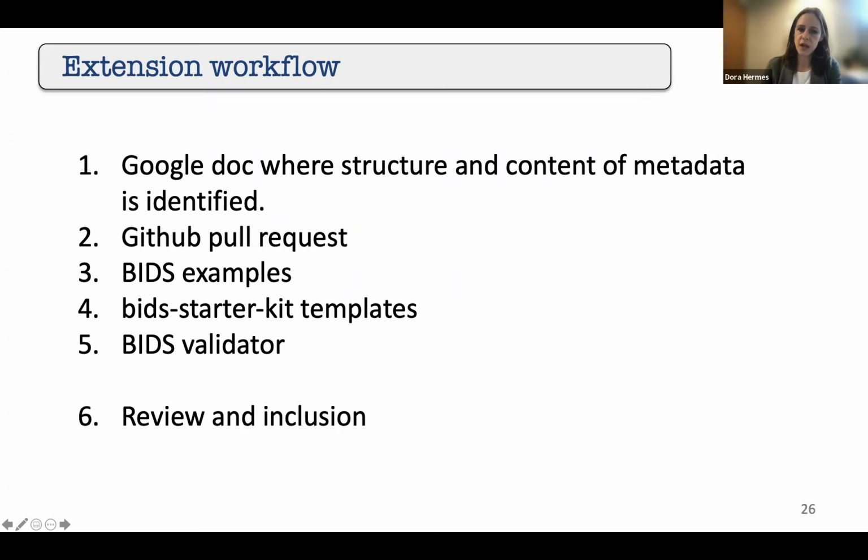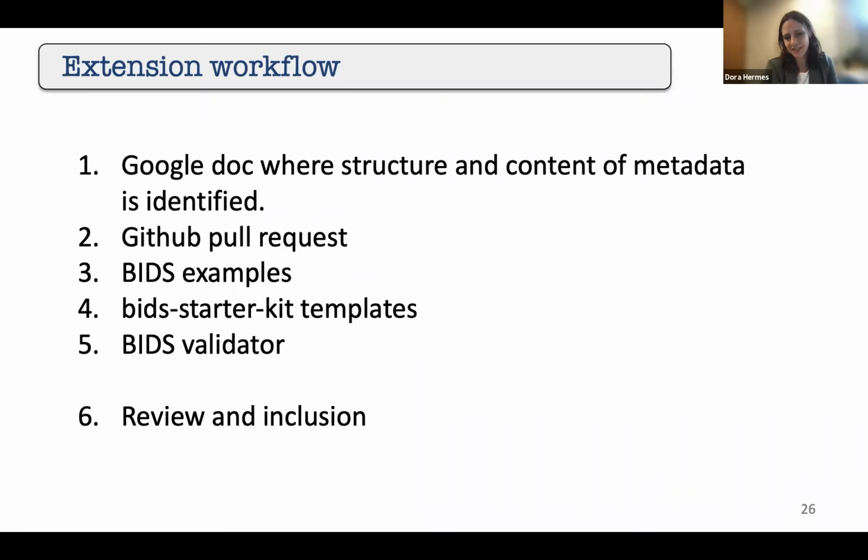So after the Google Doc, where you have defined all these things, you can do a GitHub pull request where these things are translated into the proper BIDS formatting. Examples have to be uploaded to the BIDS examples page. The BIDS starter kit has templates for storing all these metadata. You can validate your data. The BIDS validator has to be updated such that the validator recognizes your data type and won't give an error. And then there's a review and inclusion. And so this is the workflow that we went through.